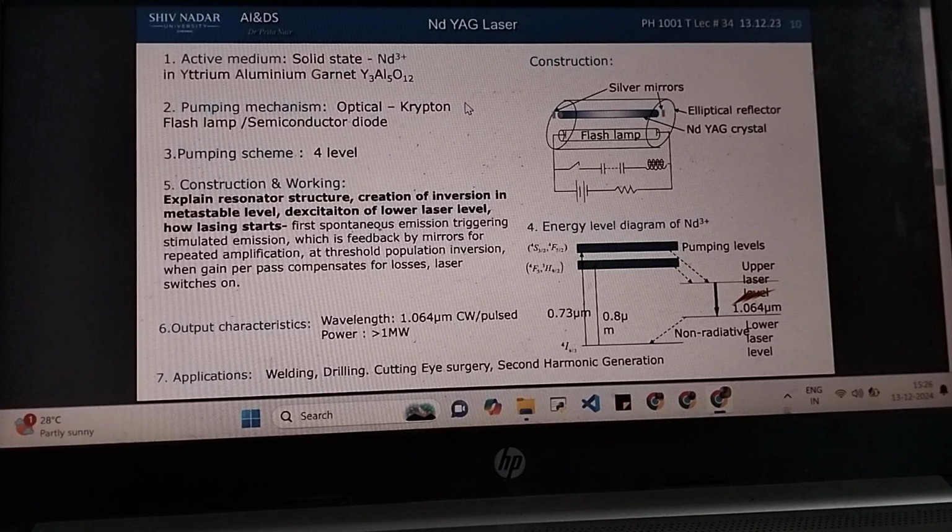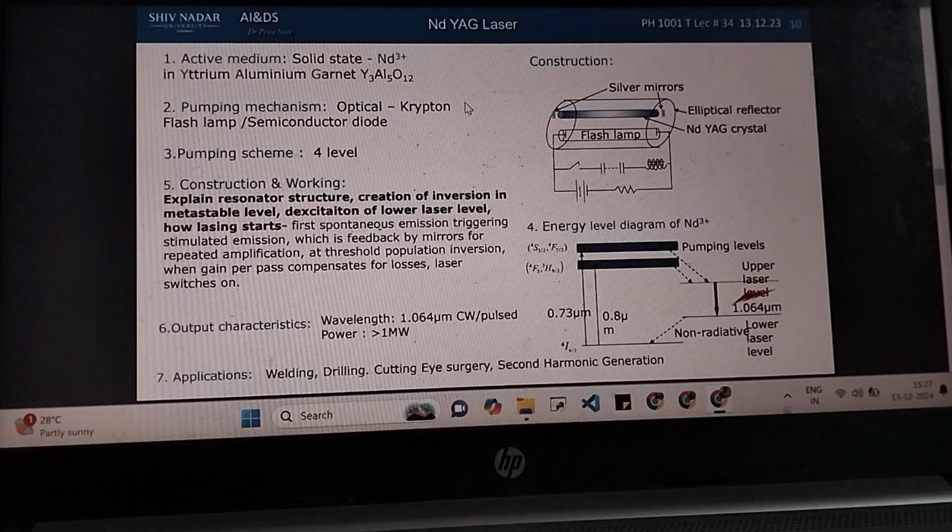So we will look at what they are made up of, what their pumping mechanism is, what their active medium is, what kind of light they produce, and what applications they are used in. So the three lasers will be ND-YAG laser, semiconductor lasers, and carbon dioxide laser. So we will start with ND-YAG laser.